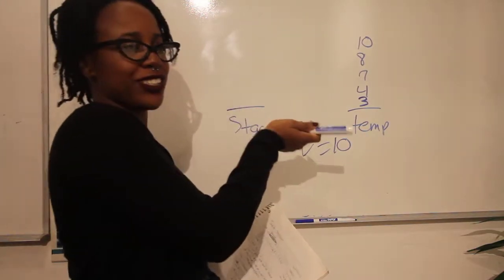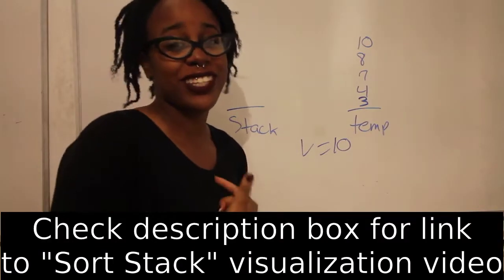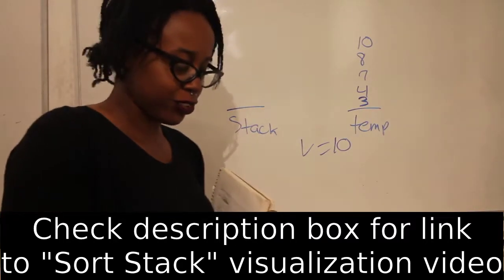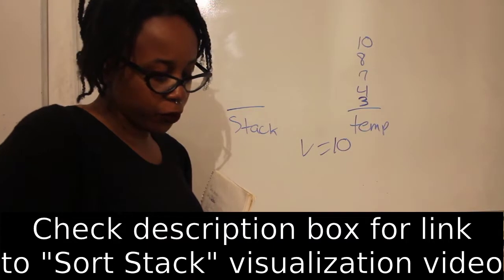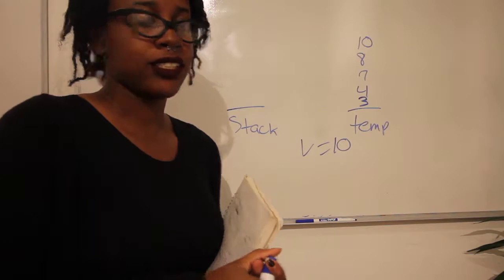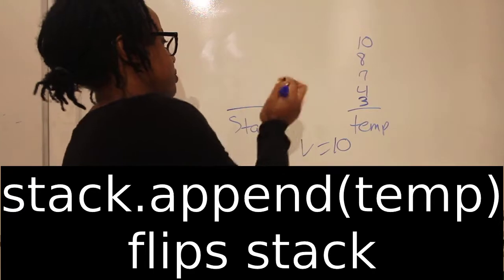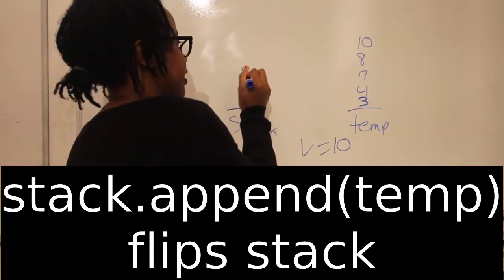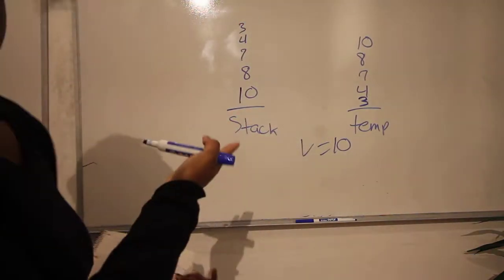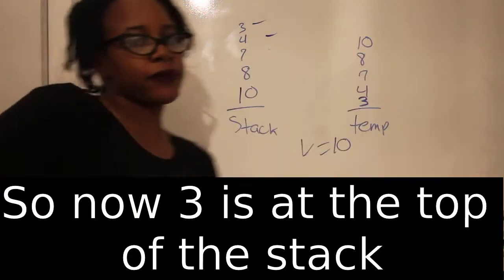Once the stack is empty, we're going to flip the temporary stack over to the regular stack. I just did all the work for you. If you want to see a better implementation than what I just did, just click the video below of another person doing the visualization. But once the main stack is empty, we're going to append temp to this stack. So it's going to flip over and be 10, 8, 7, 4, 3. And so there you have it. Then you can just pop them off, and that's it.